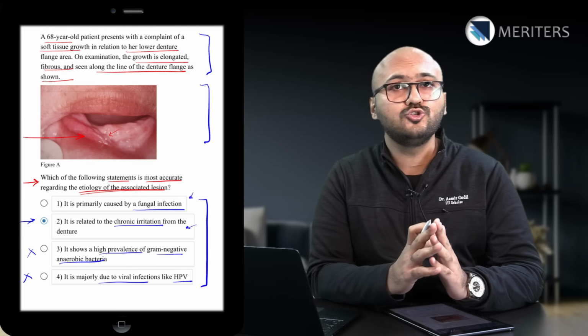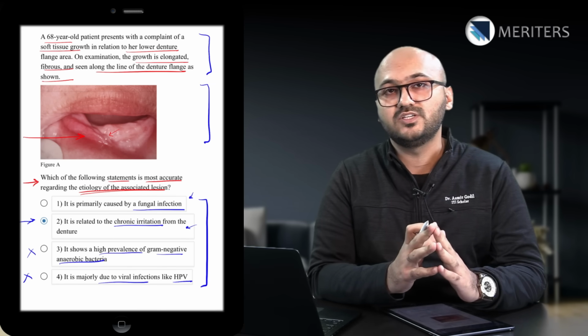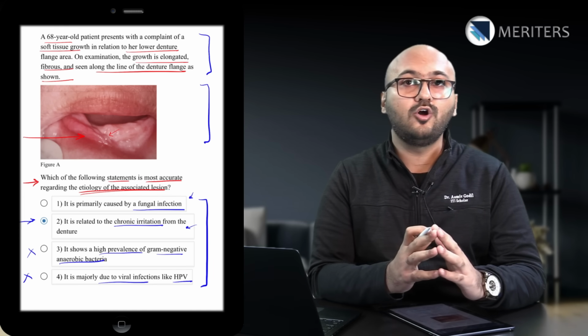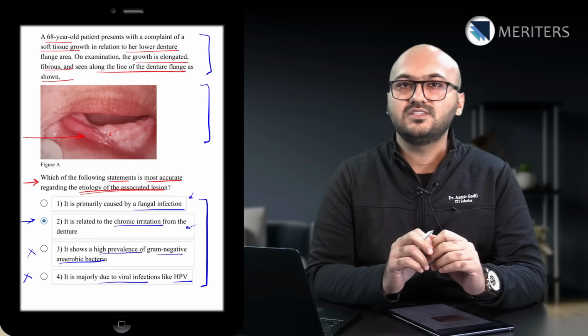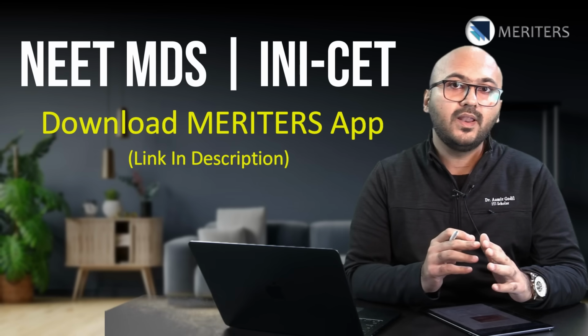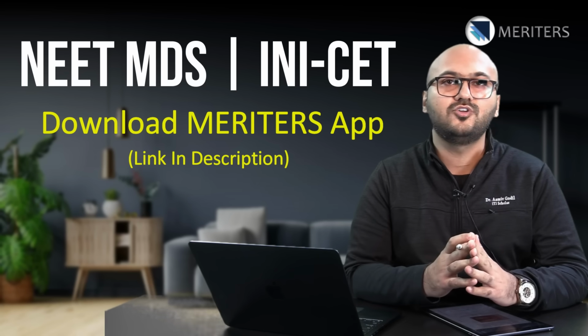So with this approach, you can basically tackle very lengthy and image-based questions very easily, and you can predict the answer depending on what the last line of the question is stating. So I hope you found this tip very useful. Try to apply this in your mock exam so that you are thorough with this tactic when you have to apply it in your final exam.